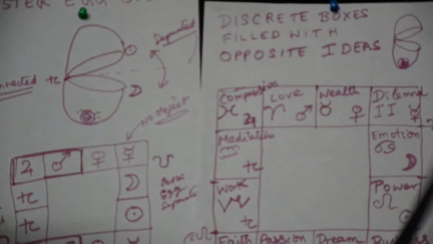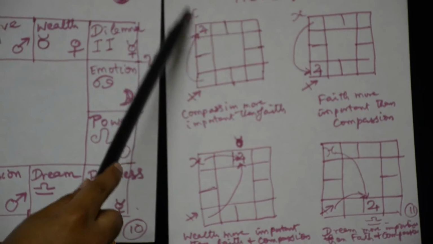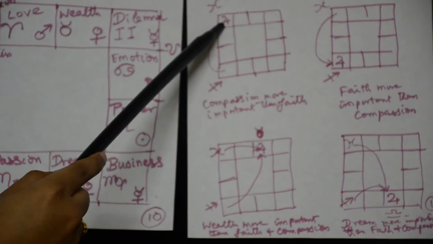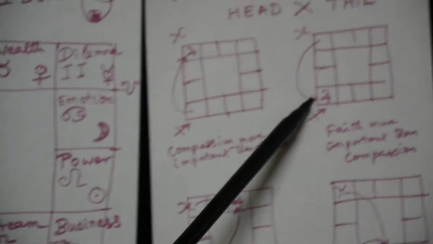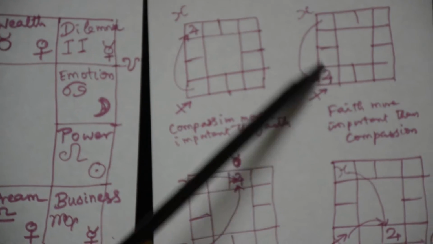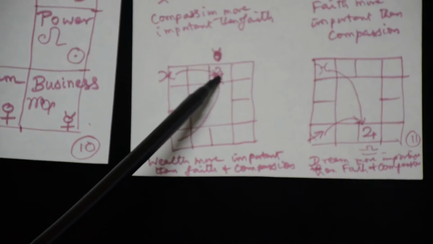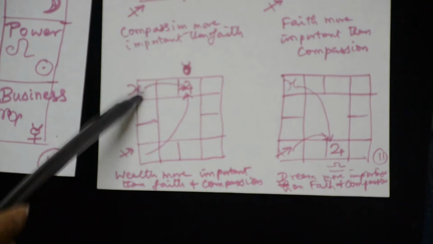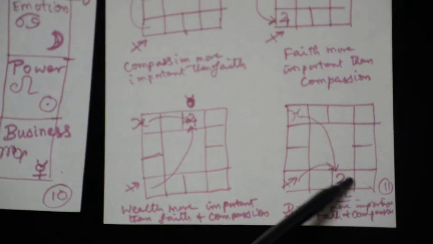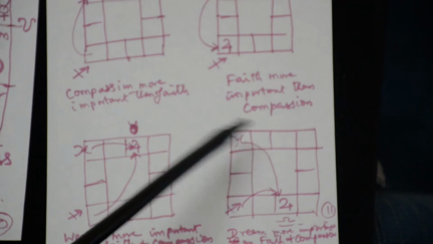But if Jupiter is placed in some other house, then what does it mean? In this first example, the Jupiter is in Pisces, which means compassion is more important than faith. In this particular example, Jupiter is in Sagittarius, which means faith is more important than compassion. But if you see this one, Jupiter is in Taurus, which means wealth is more important than both compassion and faith. In this case, Jupiter is in Libra, which means dream is more important than compassion and faith.